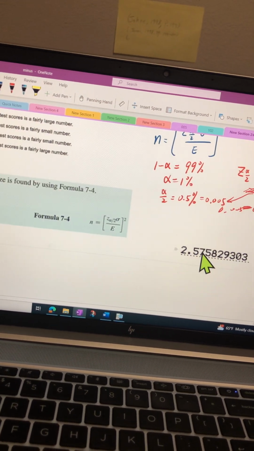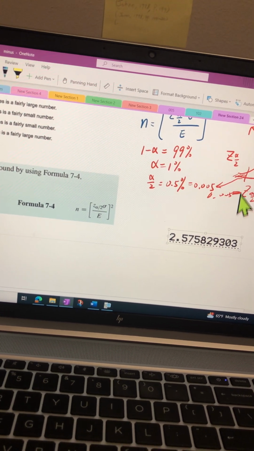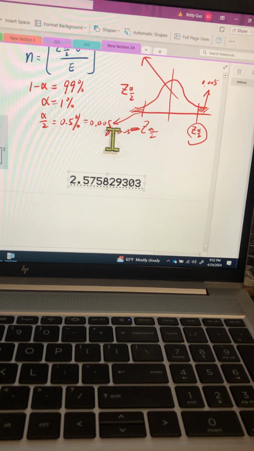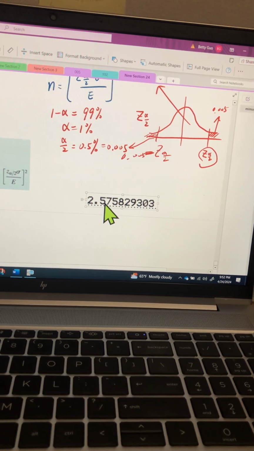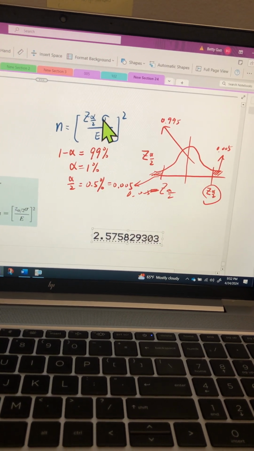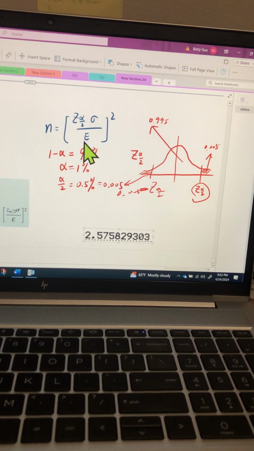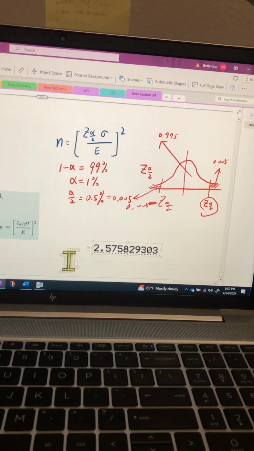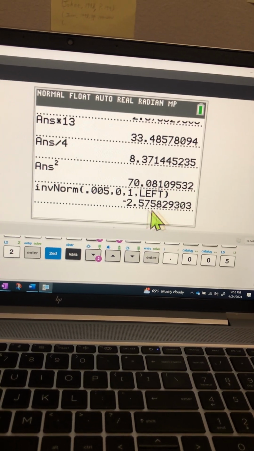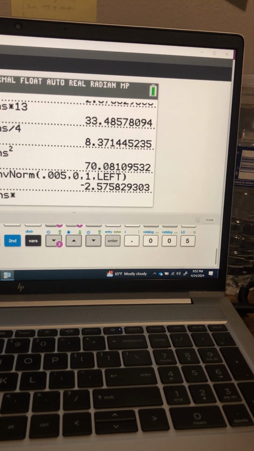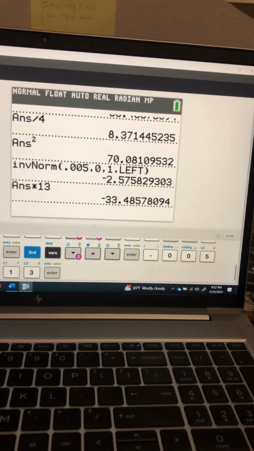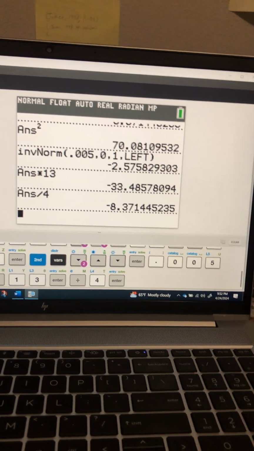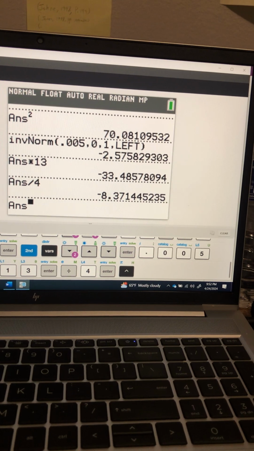We're going to keep that value here. I paste this value. We got a negative, but we know the z sub alpha over 2 is going to be positive. So we just take the opposite. And now we use this number to multiply by 13. That's the value of sigma. And then divide by the value of e. Margin of error is 4, which is given. And then raise the quotient to the power of 2. So we already have this number, right? We multiply by 13, and then divide by 4, and then raise this number to the power of 2.